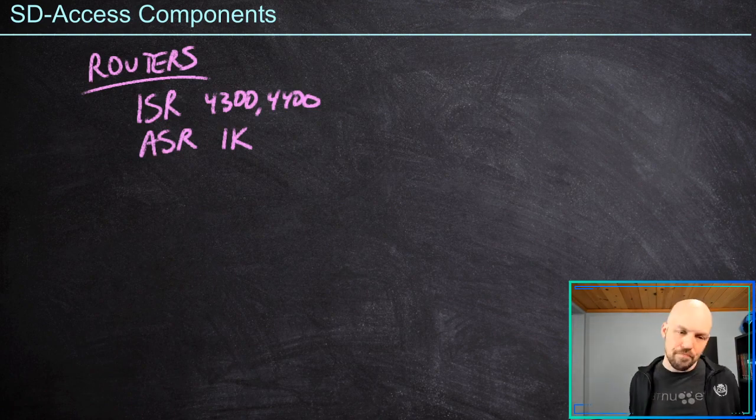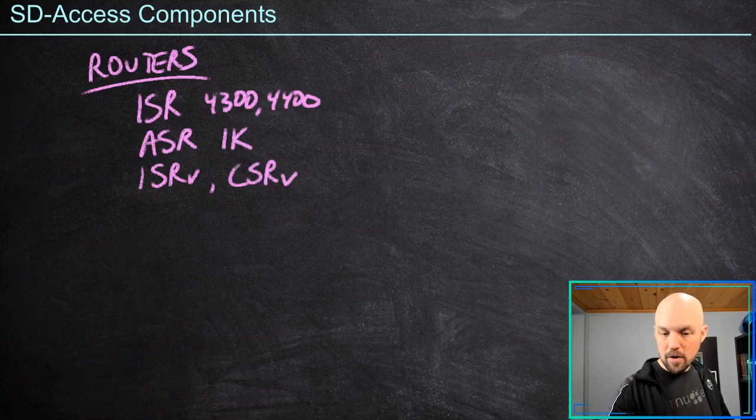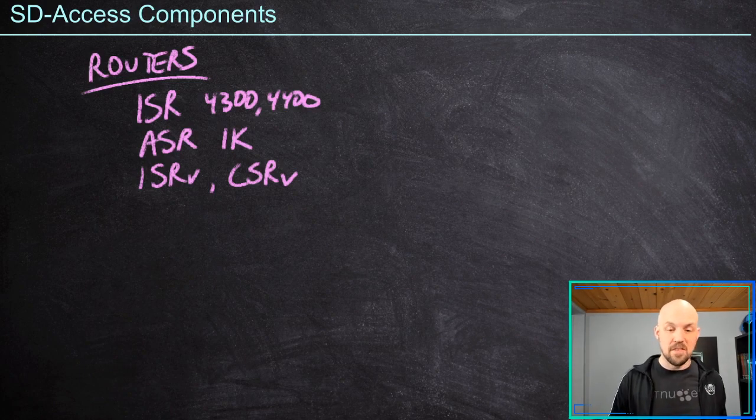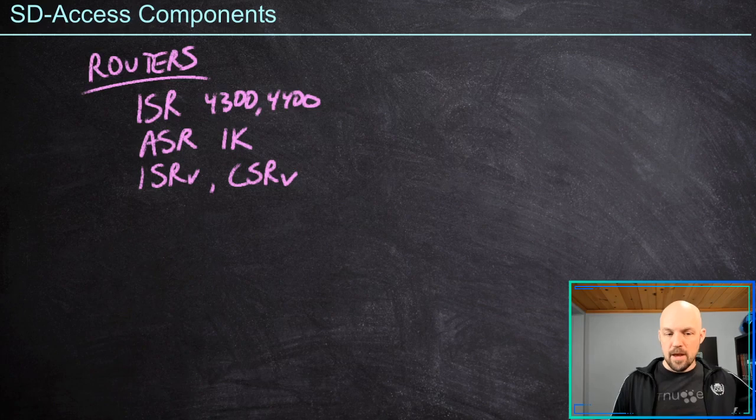That's the idea. And beyond that, we've got the ISRv. That would be a virtual ISR. And we have the Cloud Services Router 1000V, I'll just call it. Sometimes it's CSRv, sometimes it's CSR 1000V, depending on, I guess, the application. Honestly, I'm not sure which one is official. I see more 1000Vs than Vs, but I do see it abbreviated this way as well.